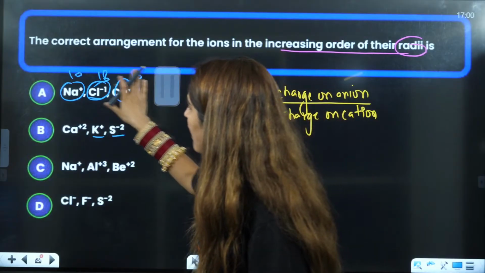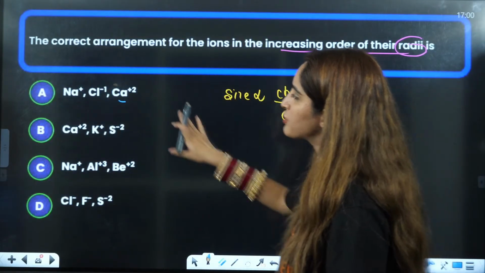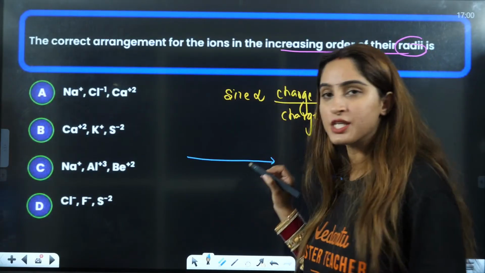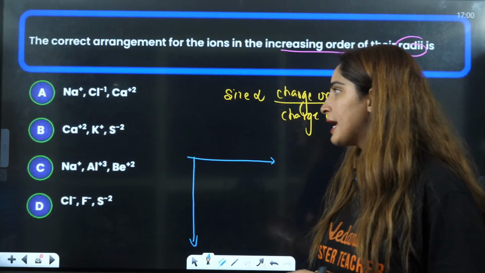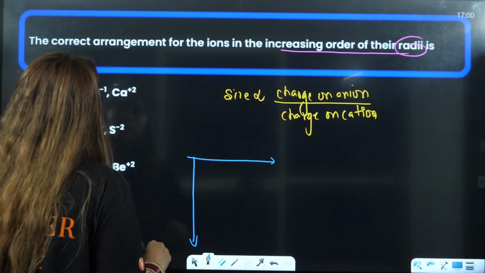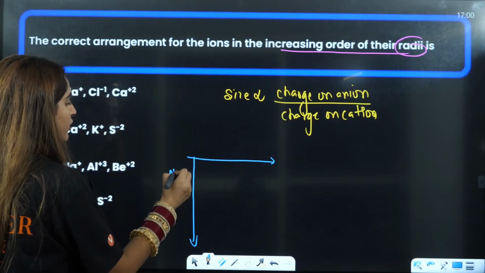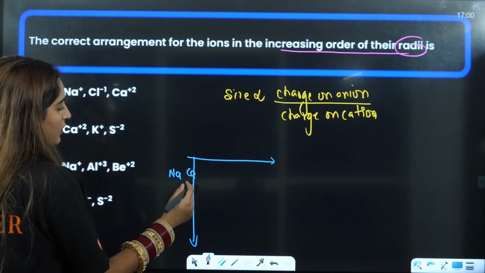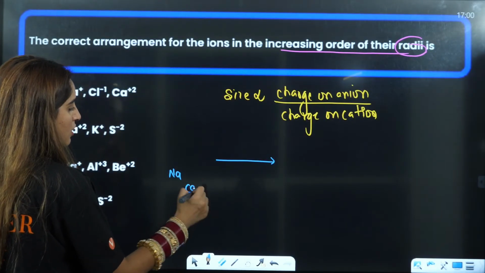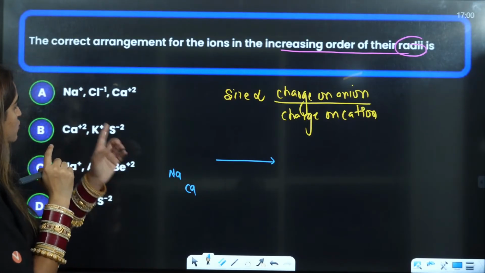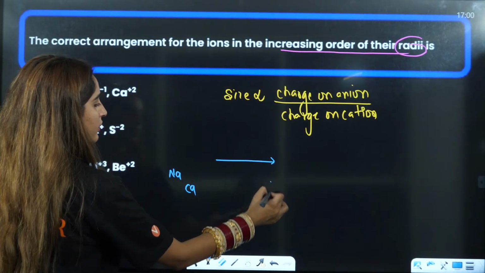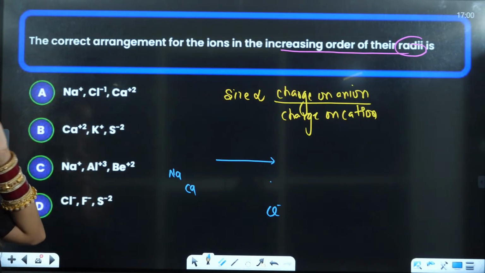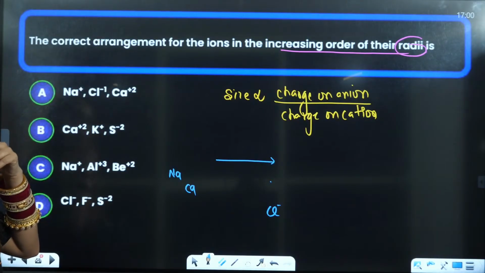Okay. I think we have to use 2-3 concepts here. First is isoelectronic, the other is general periodic classification, that along the period size will decrease, and down the group size will increase. So if you place these things here, sodium is in the first group, calcium is in the second group, somewhere here. And chlorine is somewhere here. So definitely if you talk about the size, Ca2 positive cannot be maximum here, right?